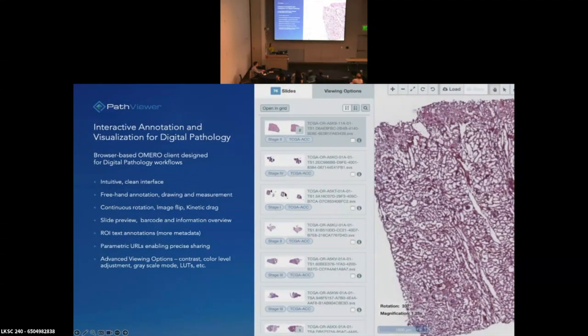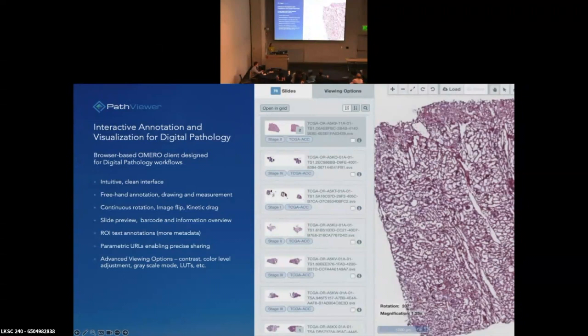And so we wanted to build an intuitive and clean interface that made sense for that digital pathology type workflow, that really put the slide, the image, at the focus, and had a lot of easy annotation tools that you could work with. And again, this is in the browser, so you don't have to install anything additional in order to look at your images and annotate your images.